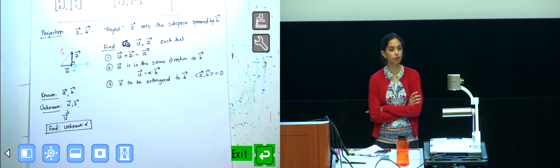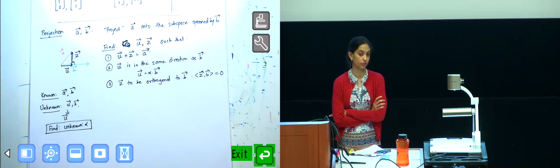Remember, we want to find the unknown alpha in terms of what we know, and what we know is A and B.